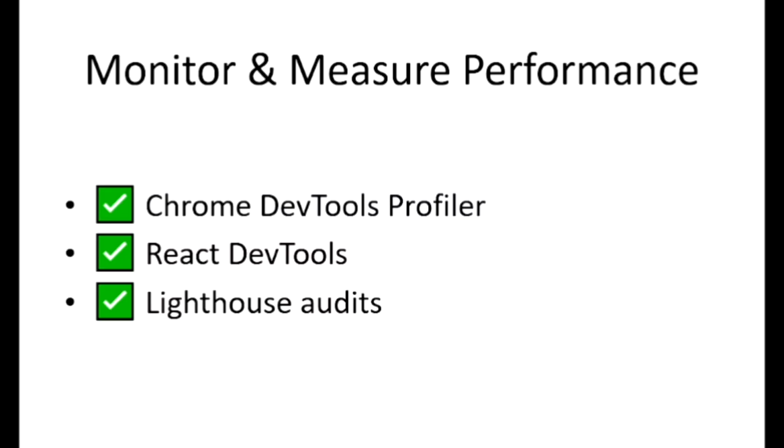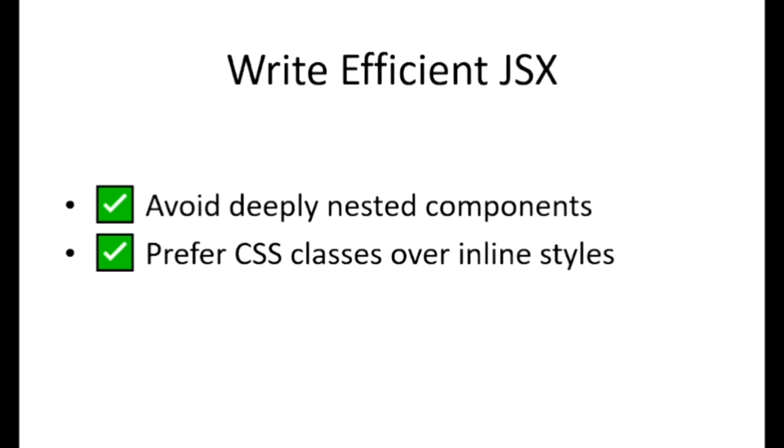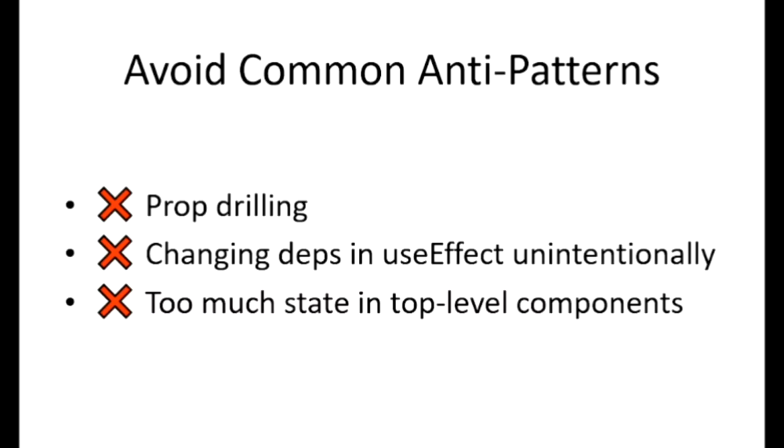Next is writing efficient JSX. Avoid deeply nested components, avoid inline styles where possible, and prefer CSS classes and pre-compiled style sheets. And number 13, which is a bonus for you, is to avoid common anti-patterns. That means avoid prop drilling, avoid changing dependencies in useEffect unintentionally, and avoid too much state in top-level components. This is very risky, so try to keep these things in mind to avoid common anti-patterns. This is a bonus tip.